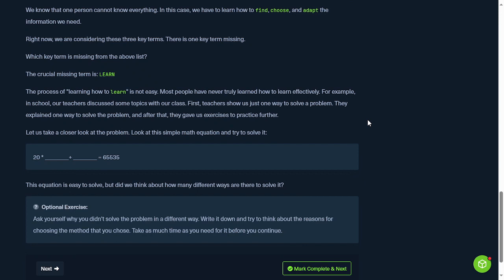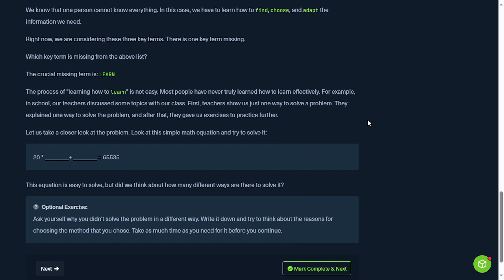The process of learning how to learn is not easy. Most people have never truly learned how to learn effectively. For example, in school, our teachers discussed some topics with our class. First, teachers show us just one way to solve a problem. They explained one way to solve a problem, and after that, they gave us exercises to practice further.